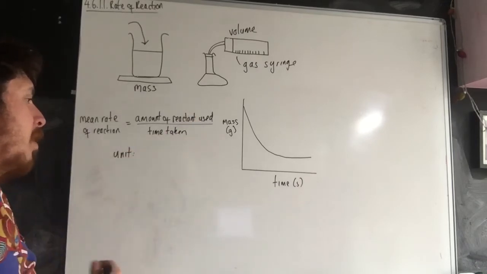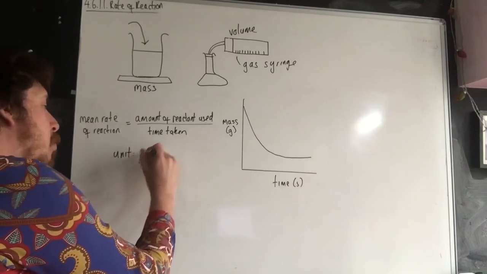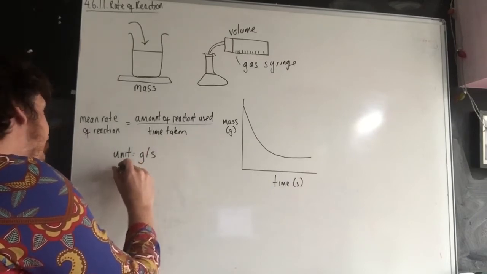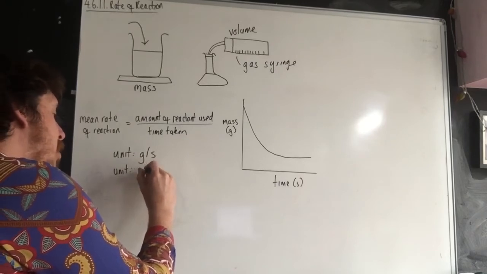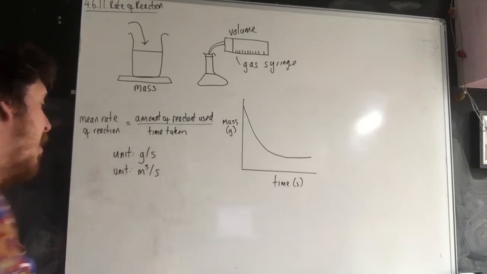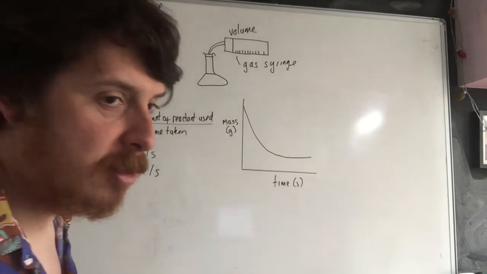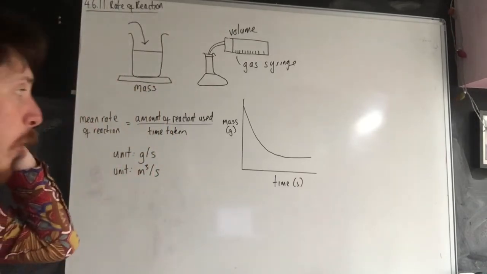If we've got mass divided by time, then the unit would be grams per second, and if we've got volume divided by time, that would be meters cubed per second. Depending on what it is, it could be centimetres cubed per second, of course.